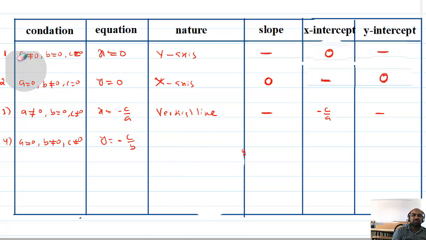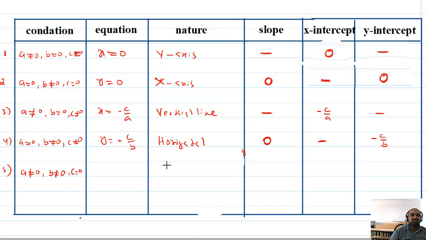So, in this case what happened? Ax plus by plus c again represents a straight line, that is a horizontal line. Horizontal line means it is parallel to the x-axis, its slope is 0 and it never intersects the x-axis. So, the y-intercept I can say is minus c by b. Okay. So, fifth case, students, what is the fifth case? A is not equal to 0, B not equal to 0 and C equal to 0.